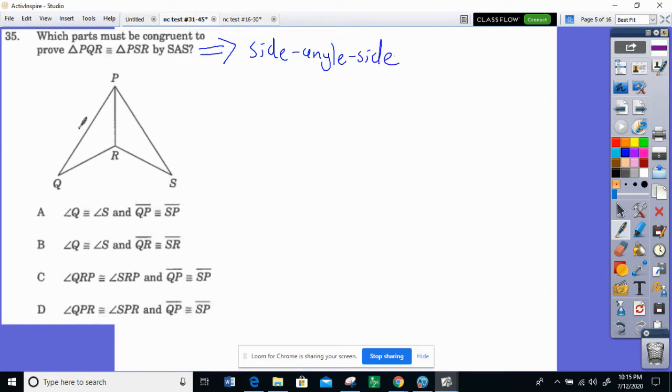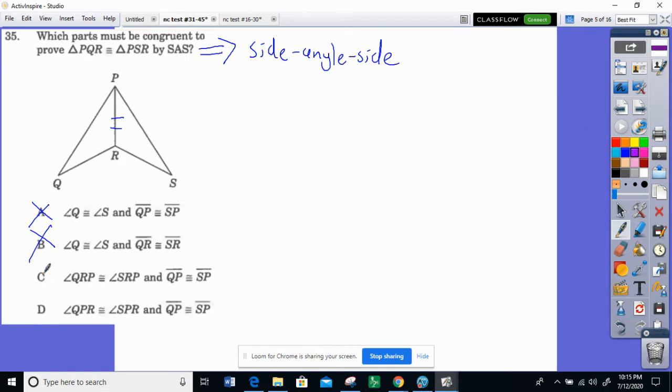Okay, so it looks like we know that segment PR belongs to both triangles. So we need either segment PQ and segment PS are congruent and the angle in between, or segment QR and segment RS and the angle in between. Well, angle Q and angle S are not in between either of those pairs of sides. We're going to get rid of answer choice A and answer choice B.